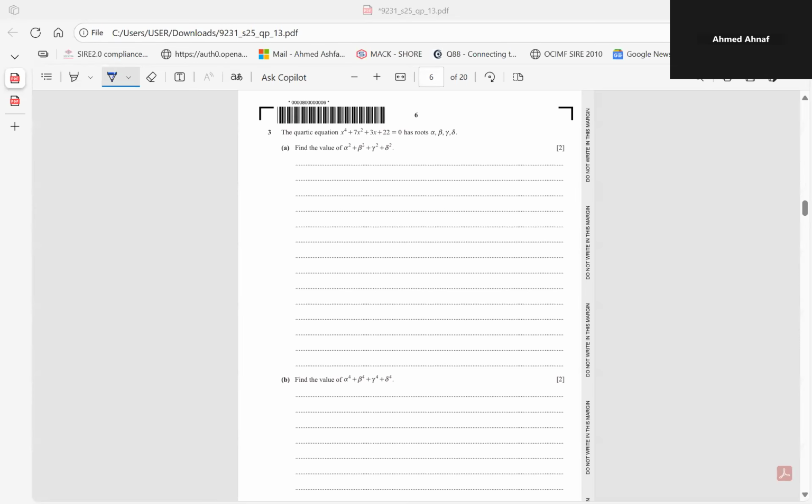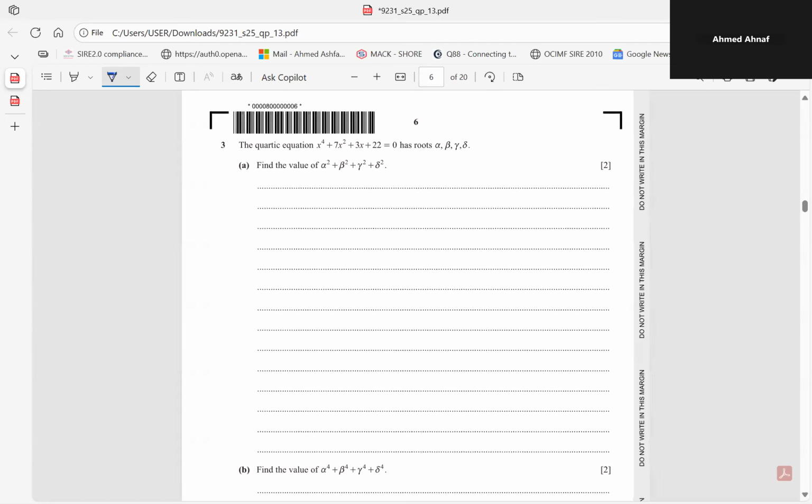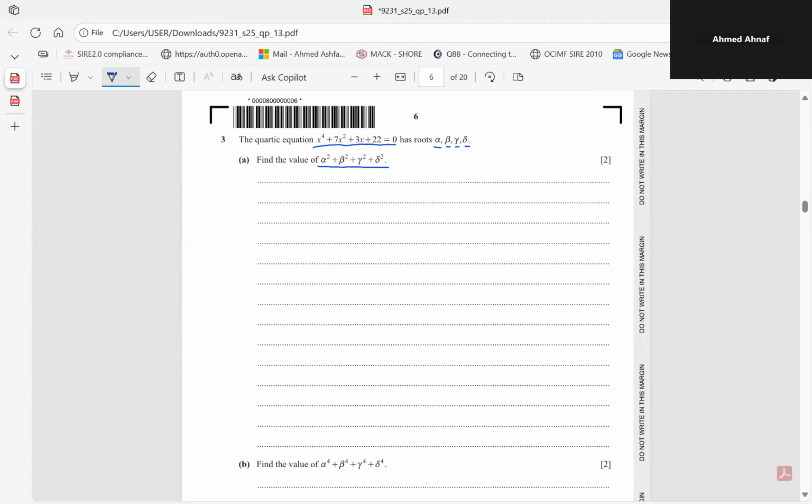Okay, so for this question, we are told that this quartic equation has roots alpha, beta, gamma, and sigma. For the first part, we're going to have to find the value of alpha squared plus beta squared plus gamma squared plus sigma squared. So basically the sum of the squares of the roots.